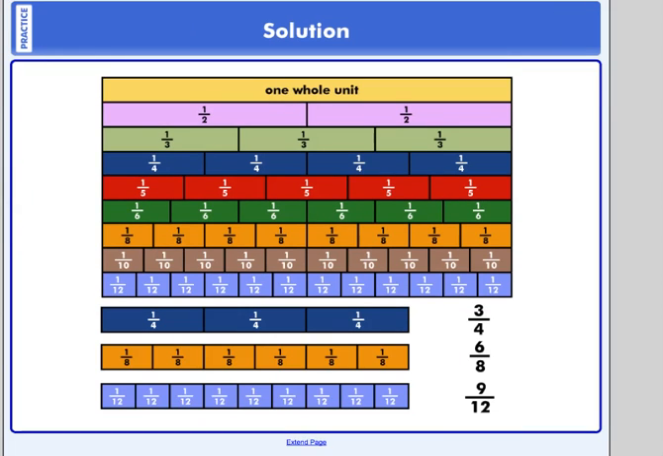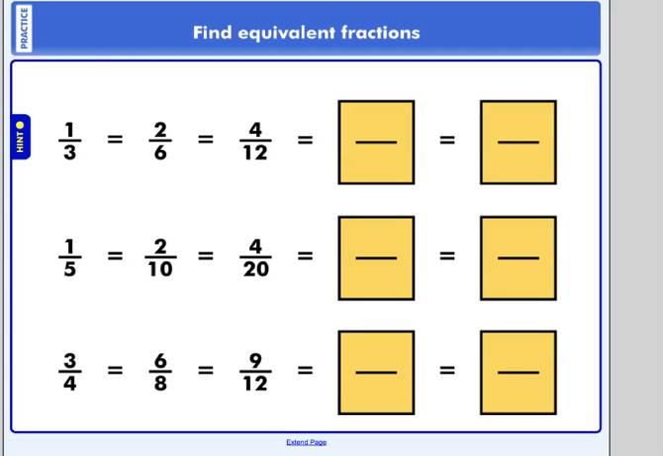Let's check the solution. Right, 3/4 is equivalent to 6 eighths and 9 twelfths. That's how you can use these fraction sticks to help you figure out equivalent fractions. Now, you don't have to have fraction sticks in order to find equivalent fractions.